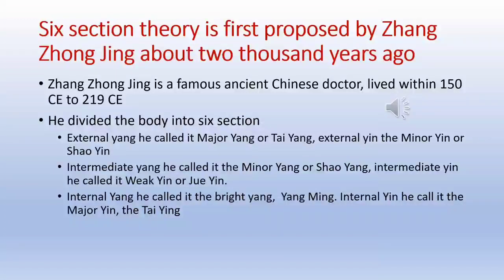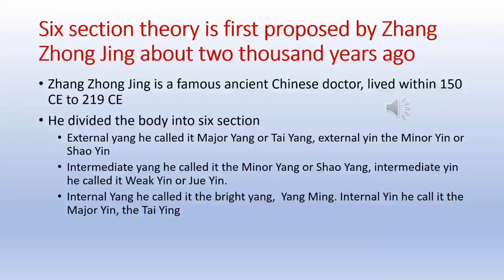6 sections. External yang, he called the major yang or tai yang, external yin, he called the minor yin or shao yin. Intermediate yang, he called the minor yang or shao yang. Intermediate yin, he called weak yin or jue yin. Internal yang, he called bright yang or yang ming. Internal yin, he called the major yin, the tai yin.